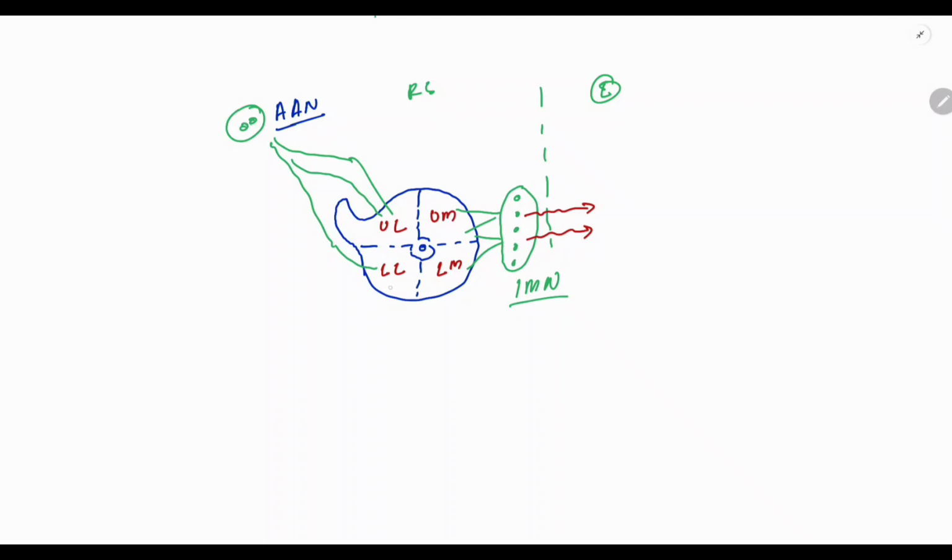Then some lymph from the lower lateral quadrant goes into the posterior intercostal nodes. Remember this point, important. Posterior intercostal nodes. Some lymph from this lower lateral quadrant goes to the posterior intercostal nodes.